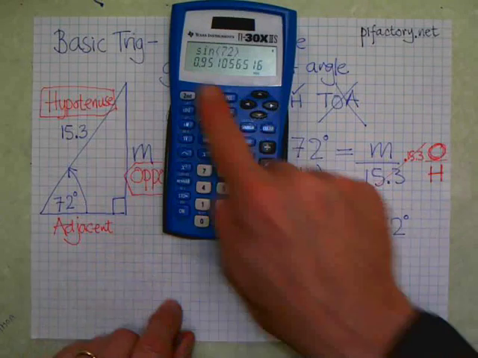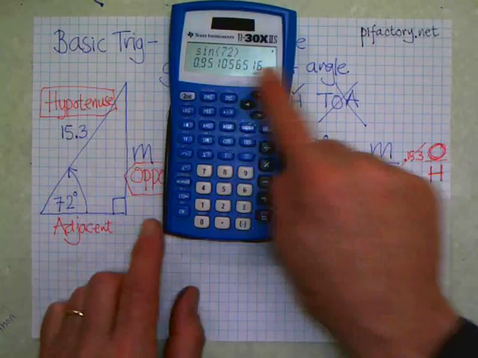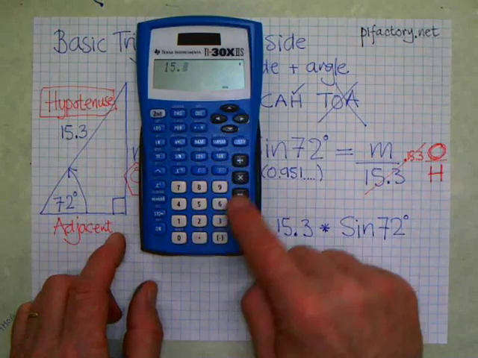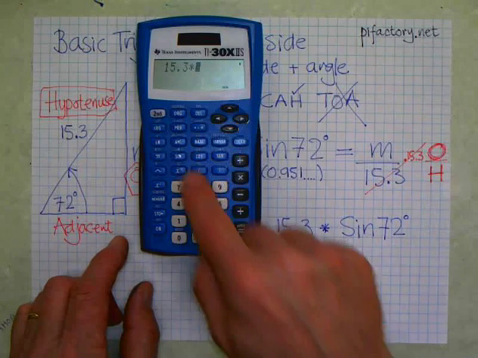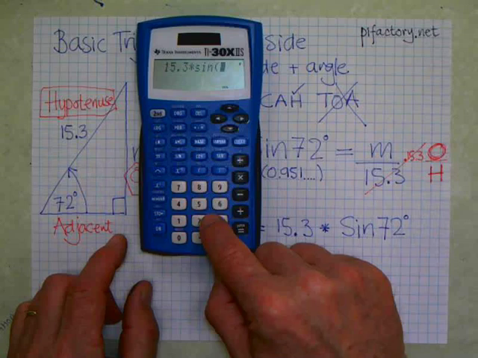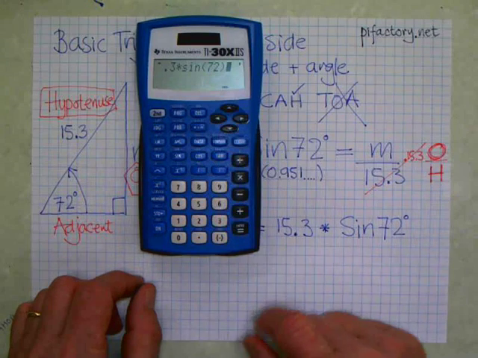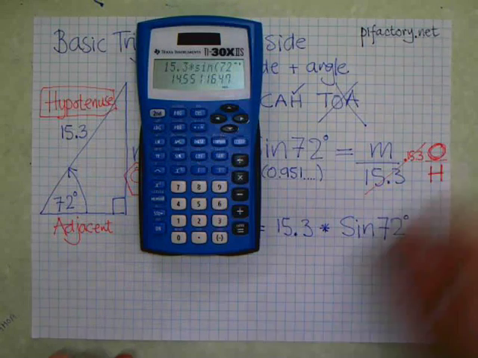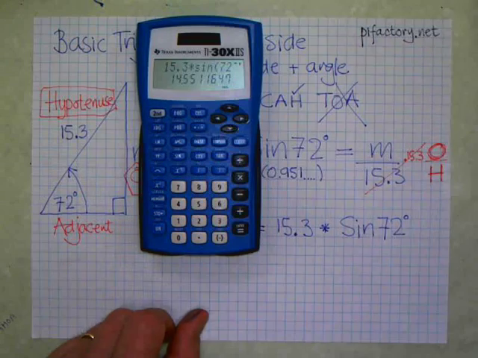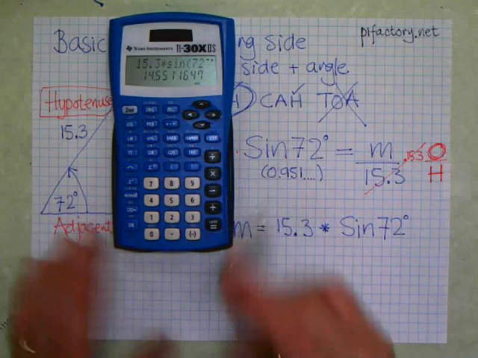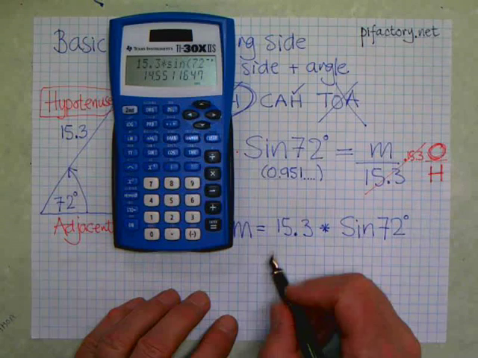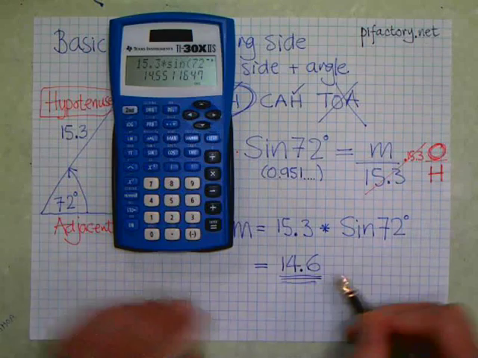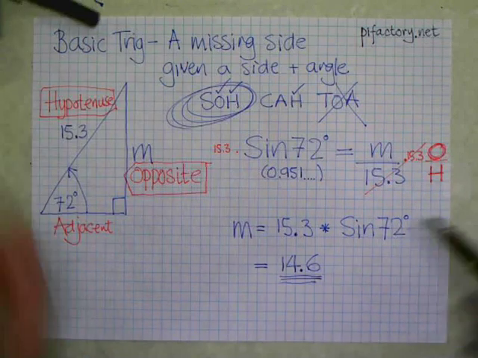Get back our calculator. Now we don't need to remember all this decimal place here. We clear it. So we punch in 15.3 times sine 72. The calculator knows that. Hit enter. There we go, 14.55 and a lot more decimal places. We'll just round it to one decimal place: 14.6. And there we have it.